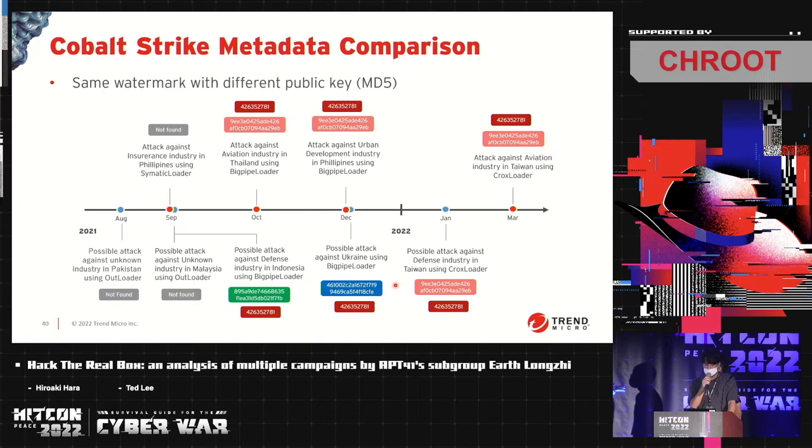We analyzed the Cobalt Strike observed in campaign number two. Then we found that all of them share the same watermark but have different public keys, as shown here. This means there might be multiple operators for each operation, but sharing the same license across the campaign. Maybe someone is targeting Thailand for one operation and someone else is targeting Taiwan for another, but they are sharing the same license while using different directories or machines.